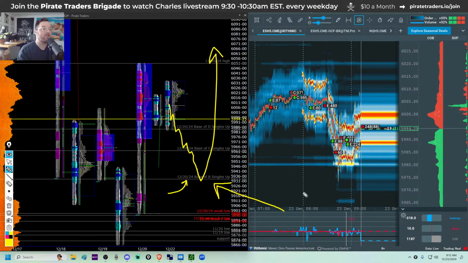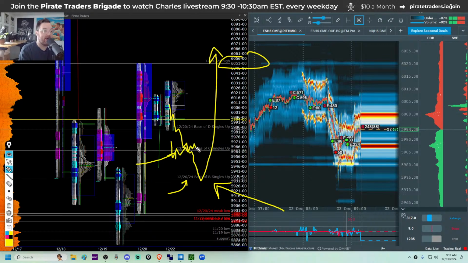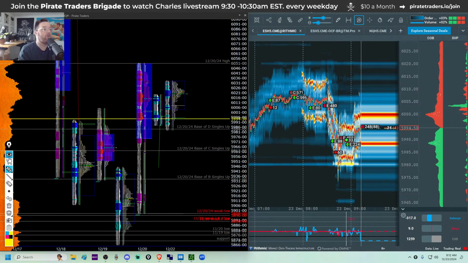If this market wants to make higher highs today, if it wants to get above 60.51, it should find support around 59.60. Okay? Because if it can't find support there, it needs that bigger pullback. So that is the most important level. That is what I'm watching.